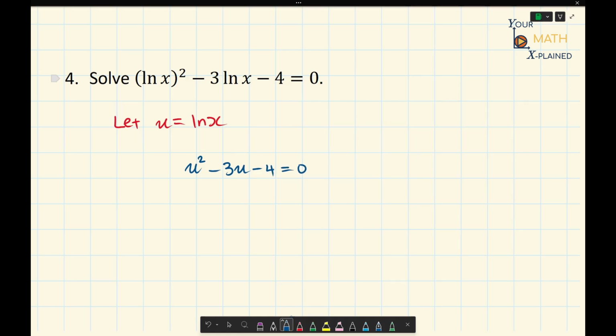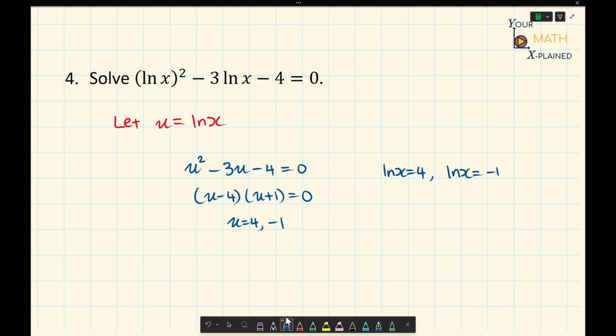And now we can solve this by factoring. So this is going to be u minus 4 times u plus 1 is equal to 0. And we get two solutions for u, which is u is equal to 4 or u is equal to -1. And now we have to do our substitution back in terms of x. So u was equal to ln of x, which means we get ln of x is equal to 4, or ln of x is equal to -1.